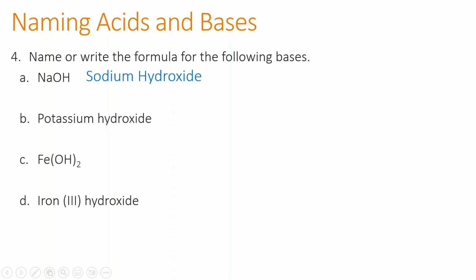My next one is potassium hydroxide. So potassium is K and hydroxide is OH. K has a +1 charge and hydroxide has a -1 charge. So these charges balance and add up to 0. So go ahead and pause the video and try C and D and then return here when you are ready to check your work.